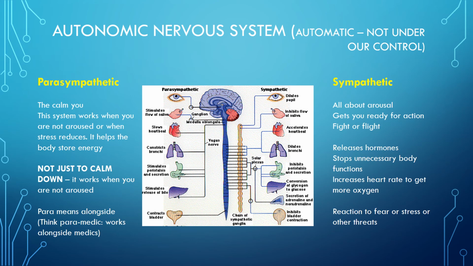Now, the other system is your parasympathetic system. And this isn't just about not being aroused. This is actually there to allow your body to gather energy and store energy for when you might need to be aroused. It isn't just about calming down, it's got a purpose all of its own.